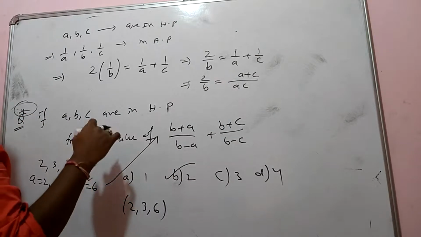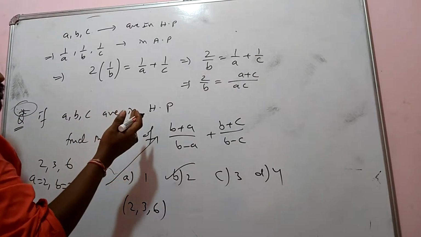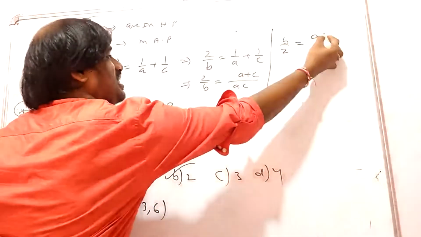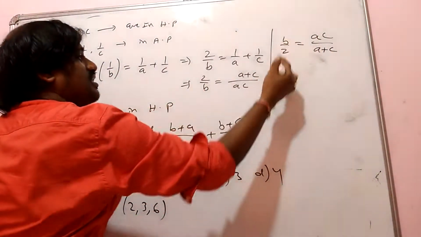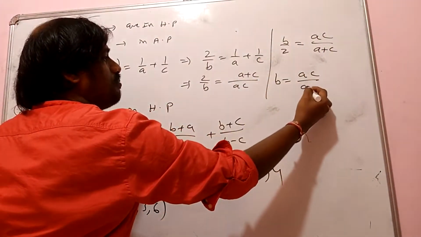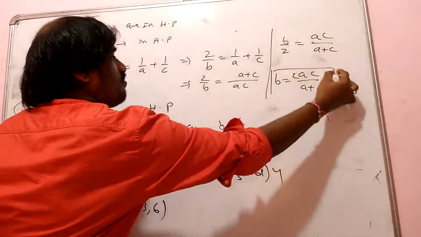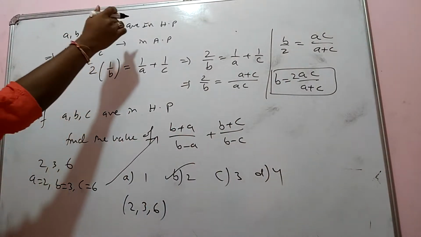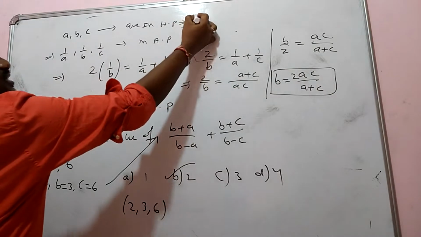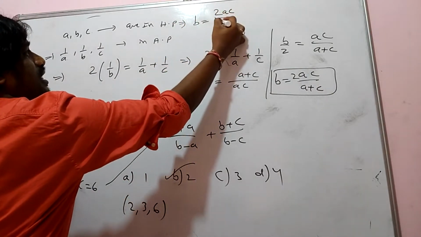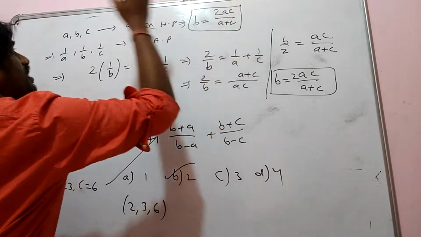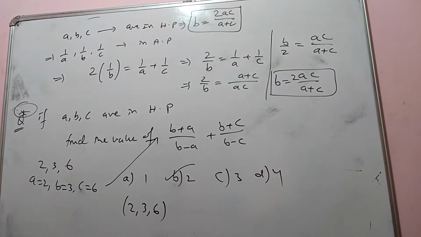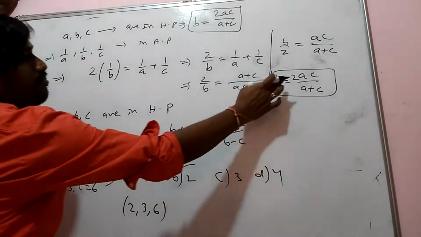So B by 2 will be AC by A plus C. And if I send the 2 across, B is equal to 2AC by A plus C. So if A, B, C are in HP, the condition is B is equal to 2AC by A plus C. Are you getting it?